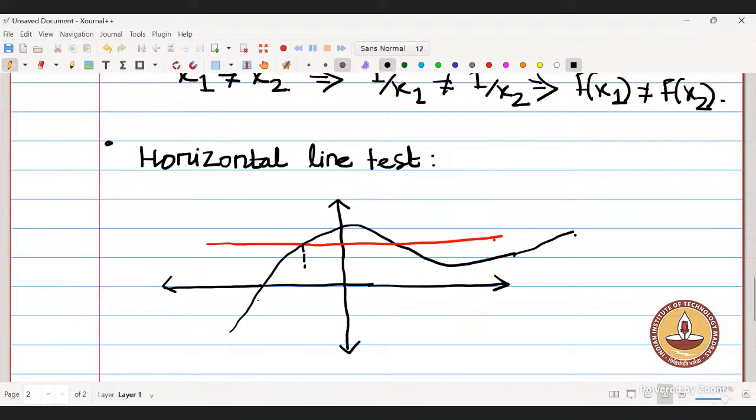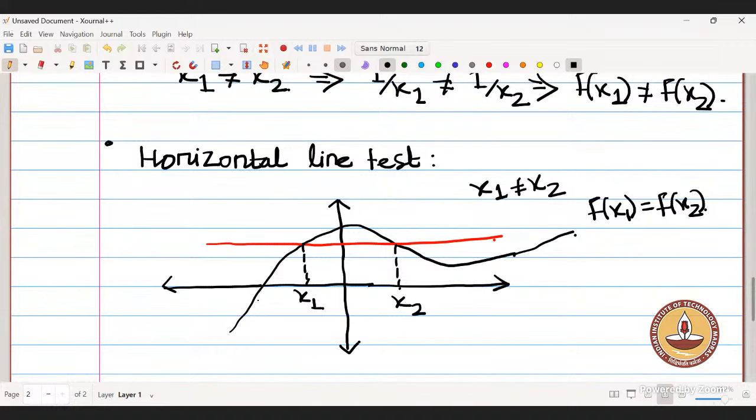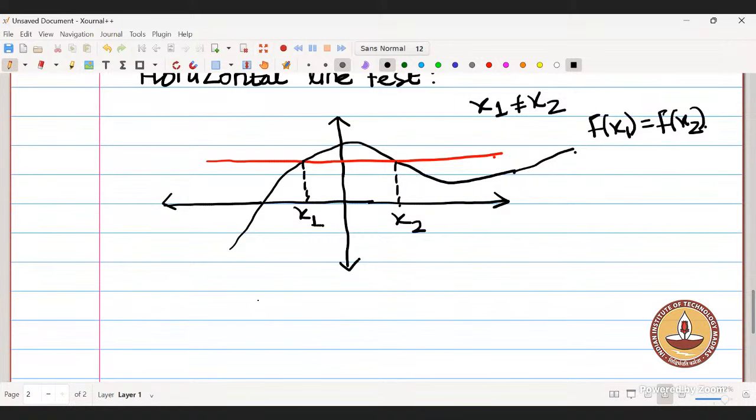So here I have x1 and here I have x2, and as you can see, this horizontal line cuts the graph at 2 points, right? So that means I have x1 and x2 for which f of x1 is the same as f of x2. So by using this test, I can easily say that whatever function this graph represents, that function is not injective.